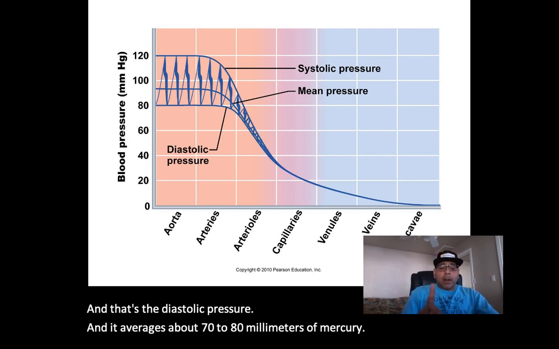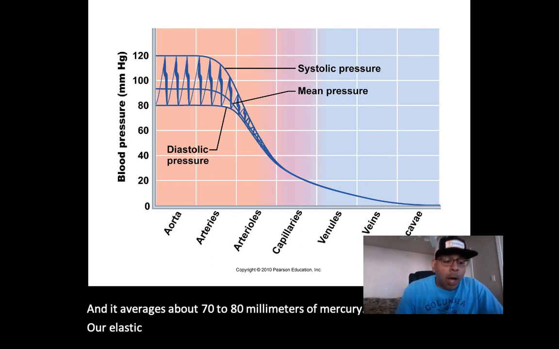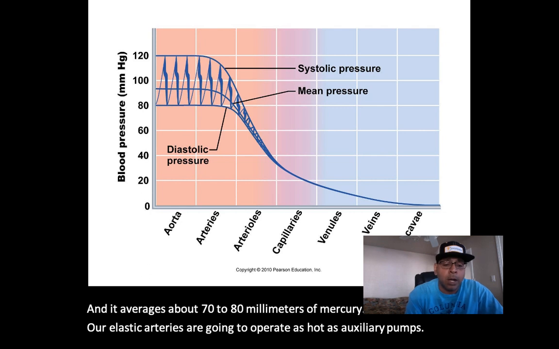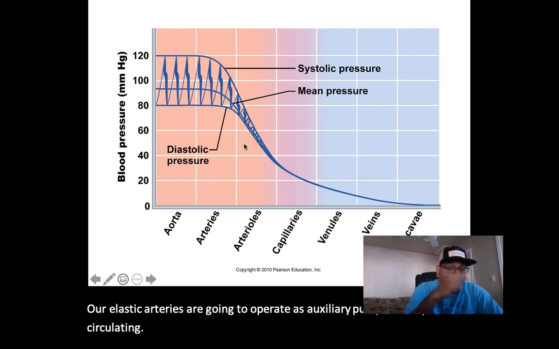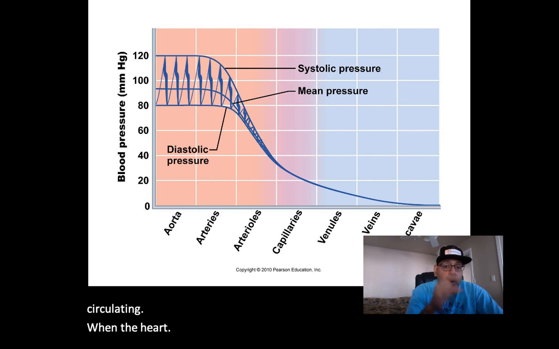Our elastic arteries are going to operate as auxiliary pumps to keep blood circulating when the heart itself is in diastole, or when the heart is relaxing.